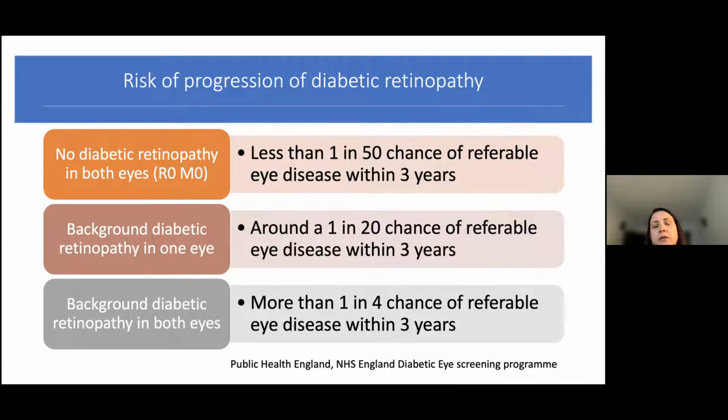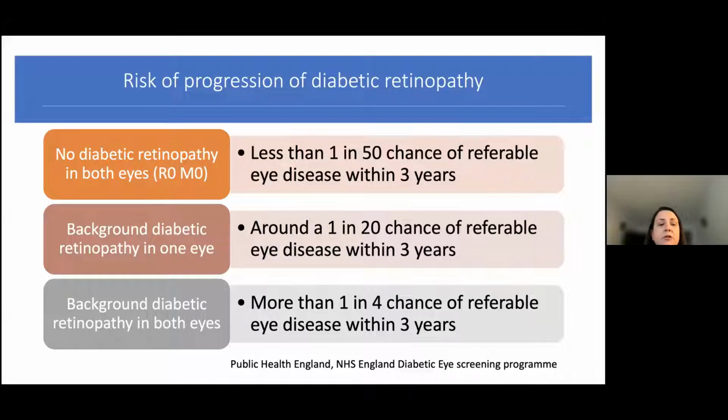So when we go on now to look at the risk of progression, if you've got no retinopathy in your eye, your chance of developing referable eye disease within the next 3 years is sort of 1 in 50. So it's quite a low risk within the next 3 years that you're going to develop a serious problem. If you've got background retinopathy in one eye, this risk changes to a 1 in 50 chance within the next 3 years.